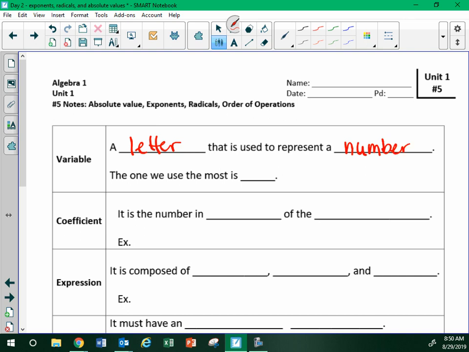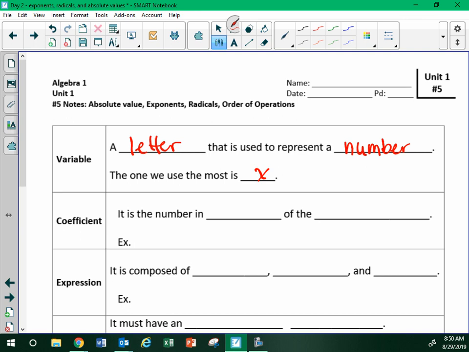So back in elementary school, we only used numbers, right? And then when we got to middle school, they started throwing in an X, and we're like, what in the world is X? It represents a value. We don't know what it is. Sometimes we can solve for it, sometimes we can't. So the one we use most often is X. Probably X and Y are the ones we use the most. Z comes next.